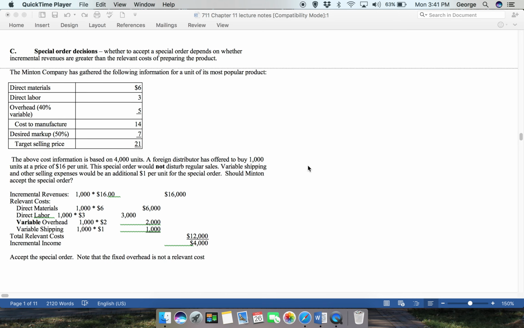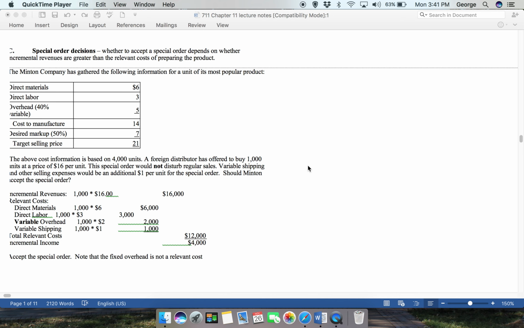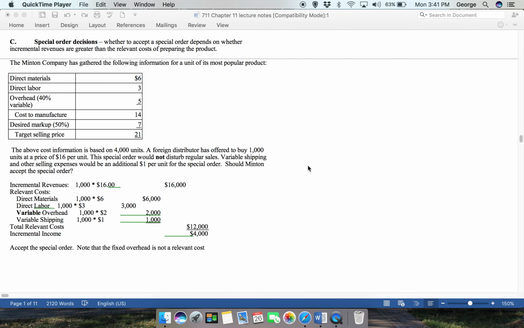Special order decision. This is whether or not to accept a special order, and it depends again whether incremental revenues are greater than incremental costs. This is a short-term thing, so you're not always going to want to accept these special orders. You don't want to accept this price for all your units because normally it's going to be a lower price. So sometimes it's a price that might occur between two presidents of an organization.